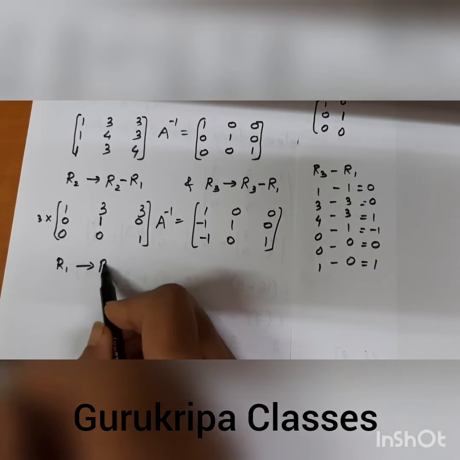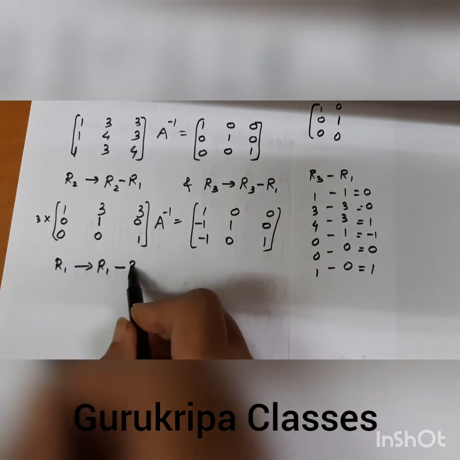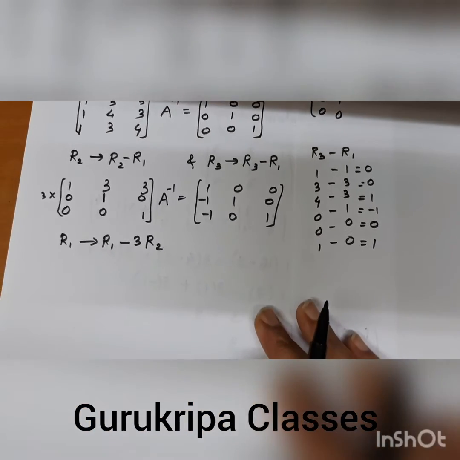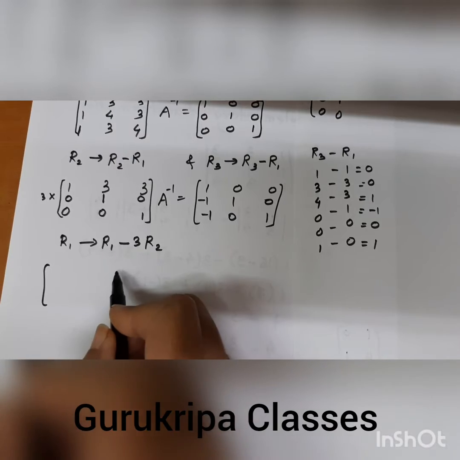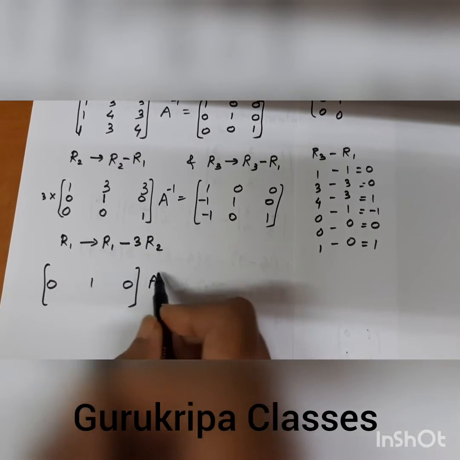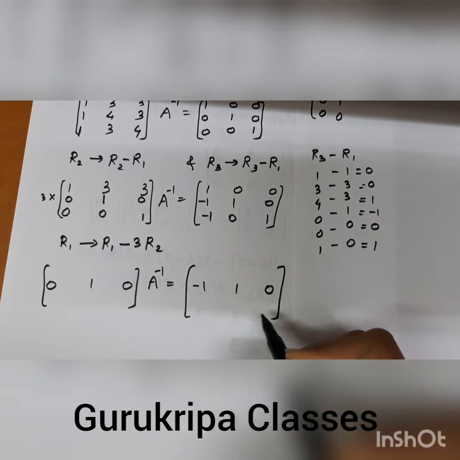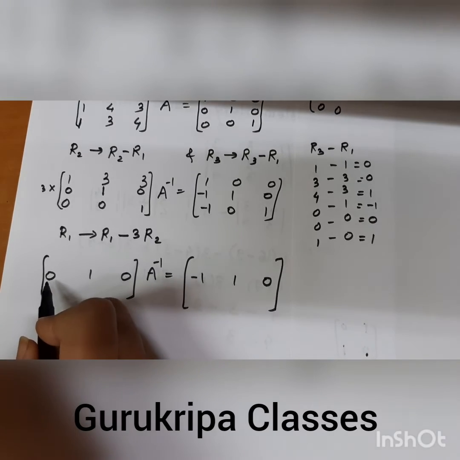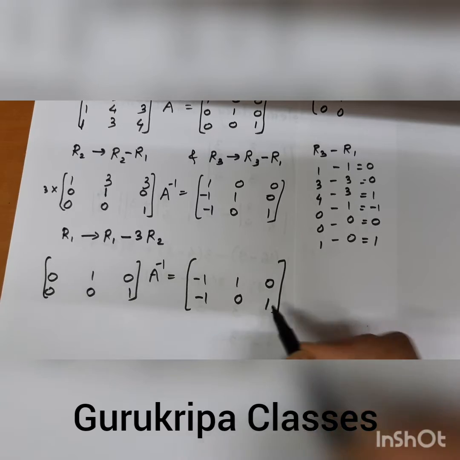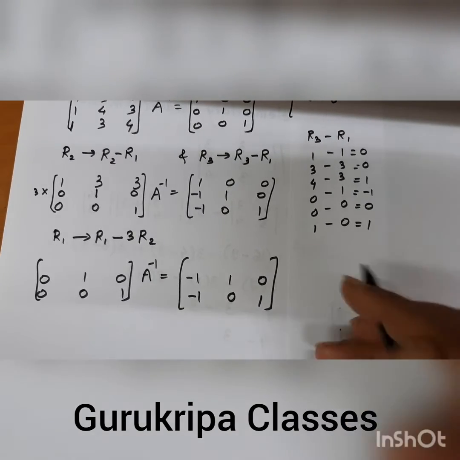So R1 minus 3 times R2. The R2 row will be the same. The R3 row again will be the same. So we'll have the operation R1 minus 3 R2.